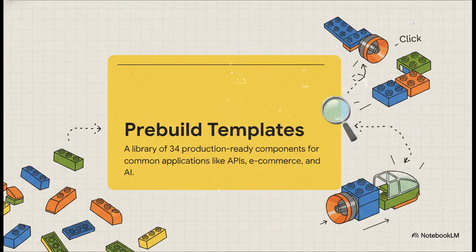Next, Cheetah uses what are called pre-built templates. Now, if normal coding is like building a spaceship with individual tiny little Lego bricks, Cheetah basically gives you 34 professional Lego kits. So instead of building brick by brick, you're grabbing a whole pre-made engine, a pre-made cockpit, and pre-made wings and just snapping them all together.